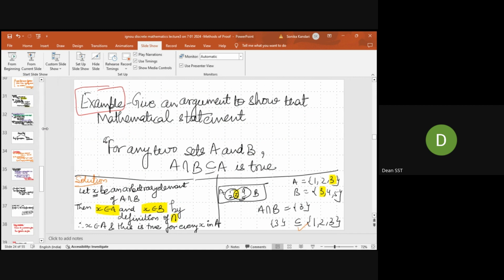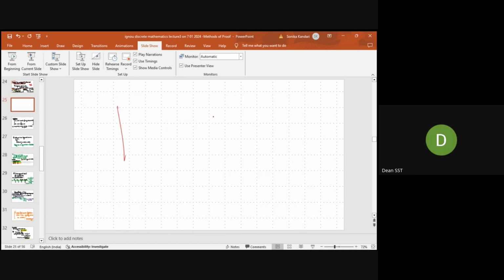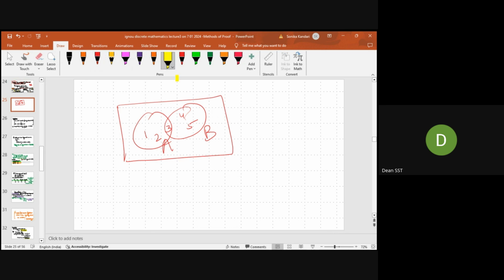Let us see one example of a proof. Give an argument to show that the mathematical statement is true. What is the mathematical statement? For any two sets A and B, A intersection B is contained in A is true. Do you know set theory? Suppose we have a set A and a set B, and we have one element in the intersection. Element 3 is in the intersection of A and B.